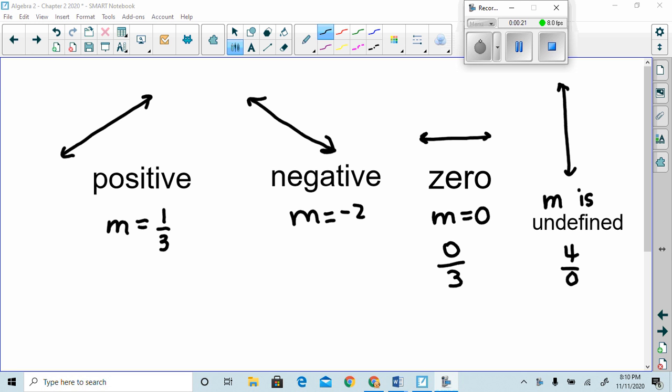Hopefully by now you know that when we graph linear equations, which we haven't started the actual graphing yet, we're going to look at the slope. And we're talking about this rate of change. It could be rising from left to right, positive, falling from left to right, negative. It could be a horizontal line, which is a zero slope. Or if we have a vertical line, it's undefined. So these are the four different linear presentations that we're going to look at.